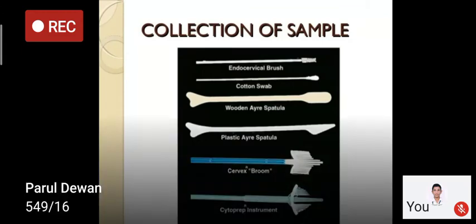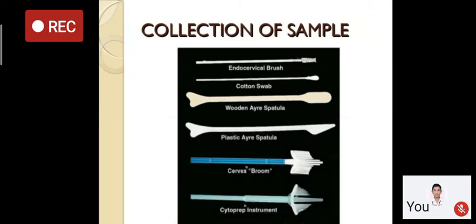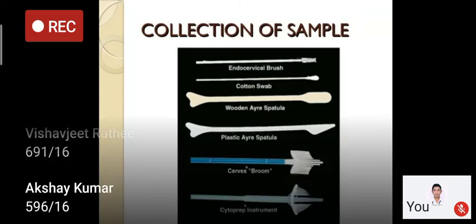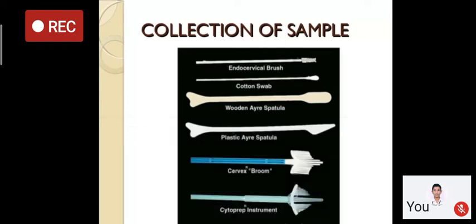Now, these are the spatulas which are used for pap smear. The first is the endocervical brush, which is taken inside the endocervical canal for sampling. The third thing is the wooden Ayer spatula, which is tongue shaped. It is used for taking the sample from the transformation zone. This is wooden, and below is a plastic Ayer spatula.